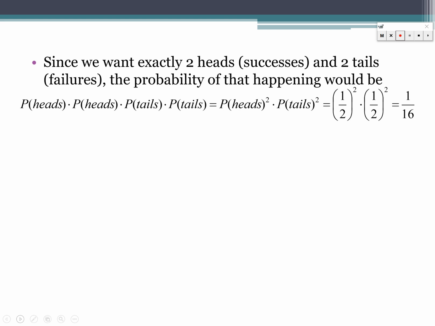So since we want exactly 2 heads, we're going to look just at the specific probability of that happening. So we'd have the probability of heads times the probability of heads, and then our other 2 we want to be tails. So it'd be the probability of tails times the probability of tails. I'm multiplying all those things together because I have 4 tosses. They're happening in a sequence. And I want all 4 of those outcomes. I don't want a head or a head or a tail or a tail. I want all 4 of those things.